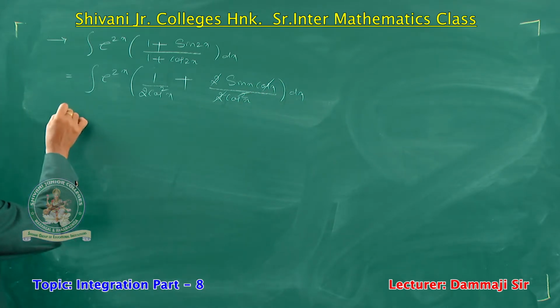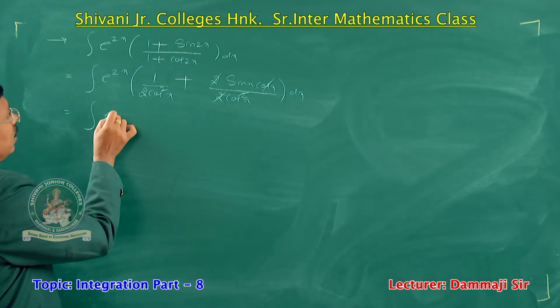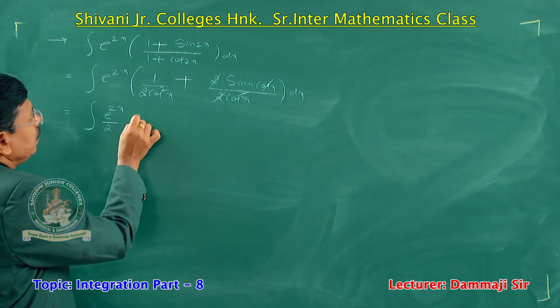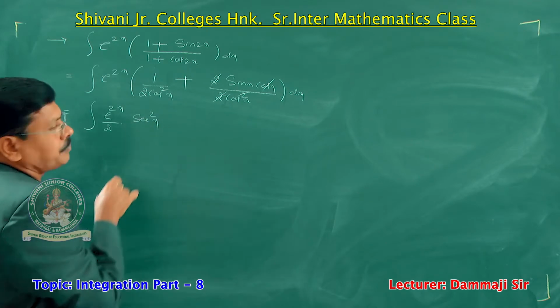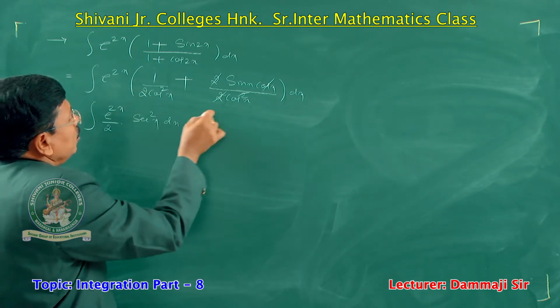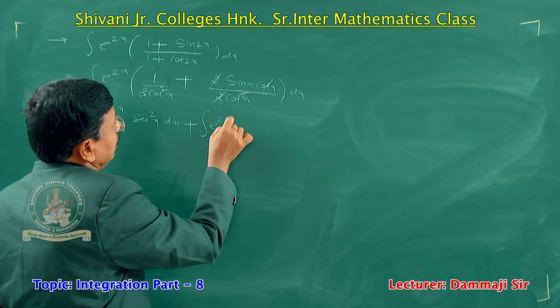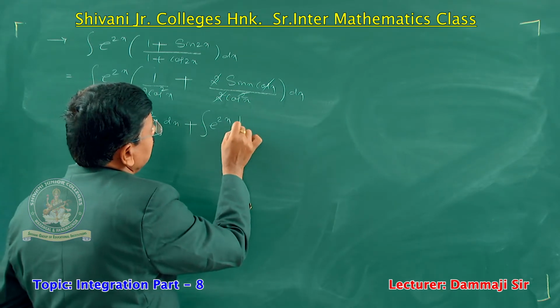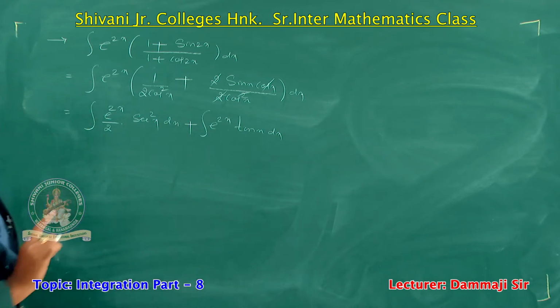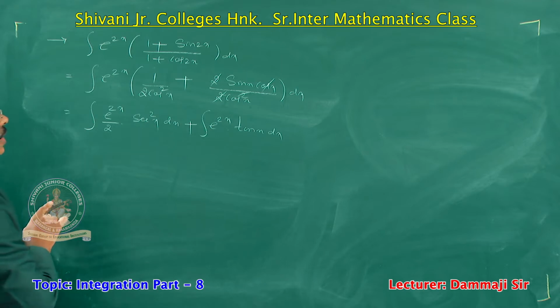Okay, fine. What next? The problem becomes e power 2x by 2 into secant square x, plus e power 2x. Okay, sin by cos is nothing but tan x. Second term, just keep it here only. What about the first one here only? You can apply the process.